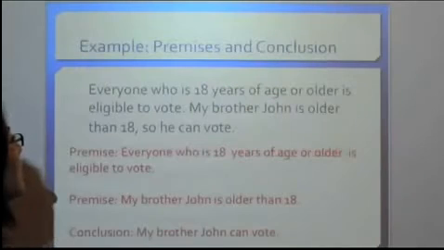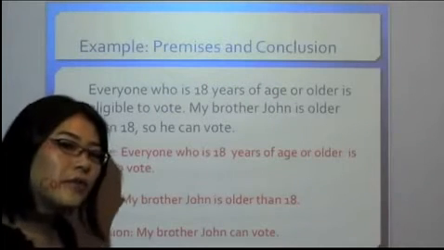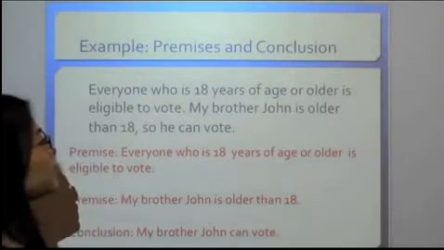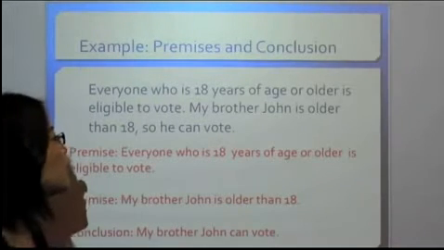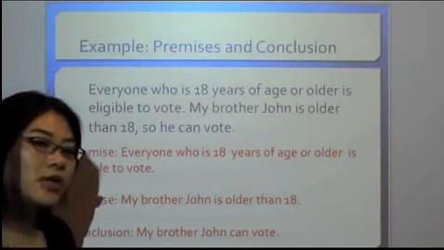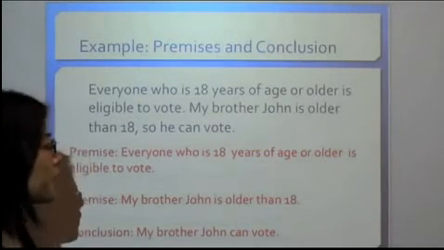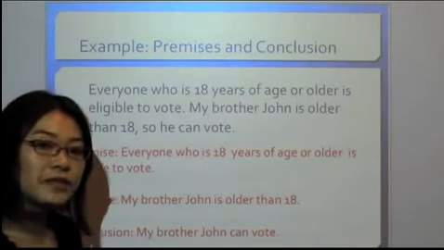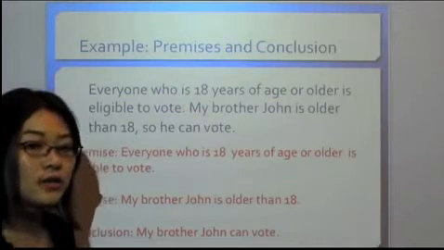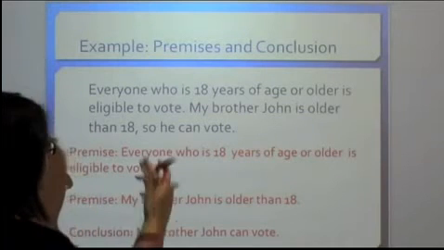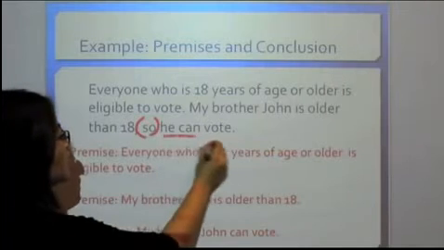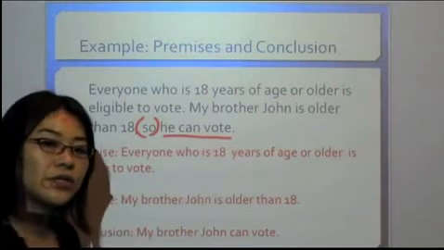Now here's another example of an argument given to us in ordinary language. Everyone who is 18 years of age or older is eligible to vote. My brother John is older than 18, so he can vote. Now notice how in this argument we don't have premise indicators, but we do have a conclusion indicator to help us identify the conclusion. So is a conclusion indicator, and this tells us that he can vote is going to be the conclusion.